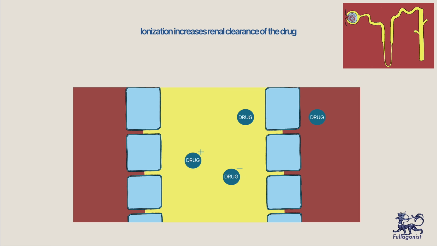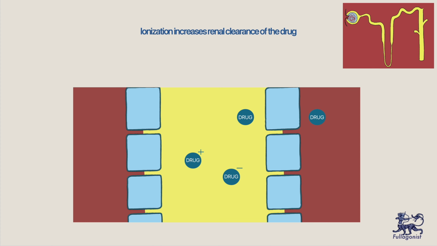Ionization can increase renal clearance of the drug. This picture represents a kidney tubule. Red color represents blood vessels. These blue cells are epithelial cells and yellow color represents urine. Like other substances, drugs can be filtered and then reabsorbed. The pH of the tubular lumen can change the ionization of the drug and by this way can change its absorption or elimination.